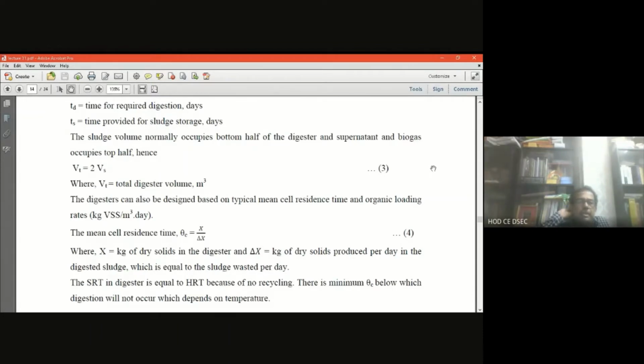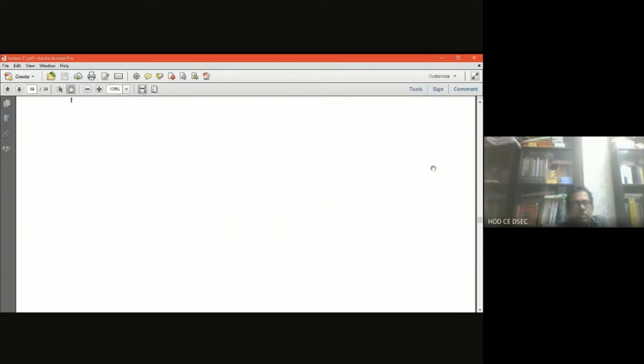Now the digester can also be designed based on the typical mean cell residence time. So another way of designing a digester is using the mean cell residence time, that is the solid retention time, and the organic loading in kg VSS per meter cube per day. We will see the application of both theories in the numerical sums, in two sums applying both theories.